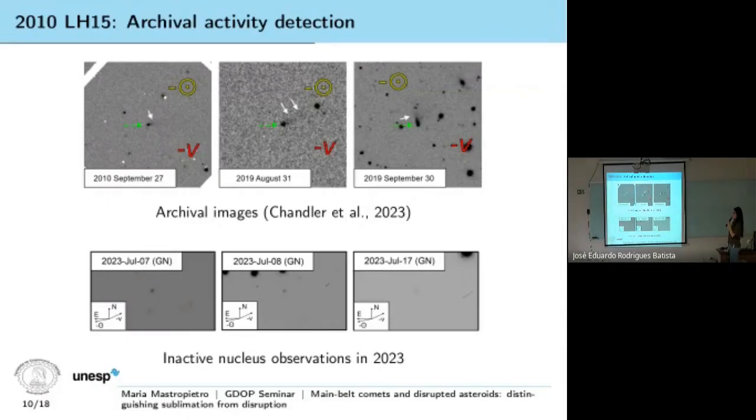For LH15, we see its activity only in archival images, in these three images on the top. In 2010 and 19, we see a tail in all these images. And since it was a newly discovered main belt comet, we wanted to characterize its nucleus. And so we observed it when it was inactive, to not have contamination of tail and coma, to have more information on its physical properties.